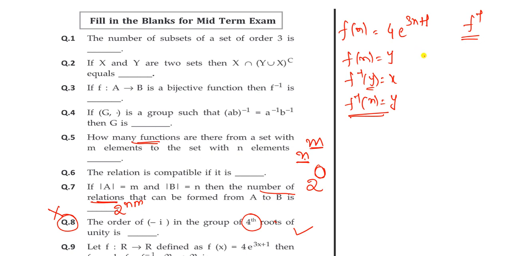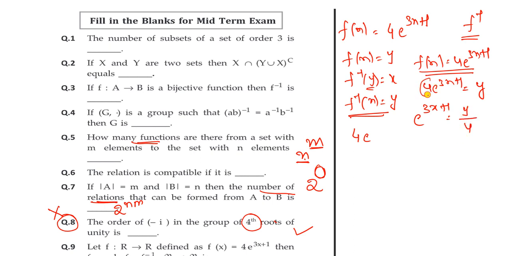So, here f of x equal to 4 e to the power of 3x plus 1. For this sum we need to find out the inverse function. So, let us take 4 e to the power of 3x plus 1 equal to y. We can say that, right, because this is f of x. So, 4 e to the power of 3x plus 1 equal to y. Next, e to the power of 3x plus 1 equal to y by 4.